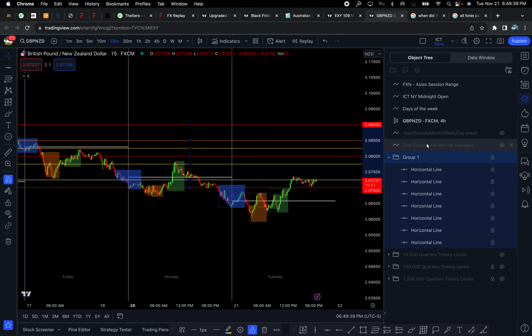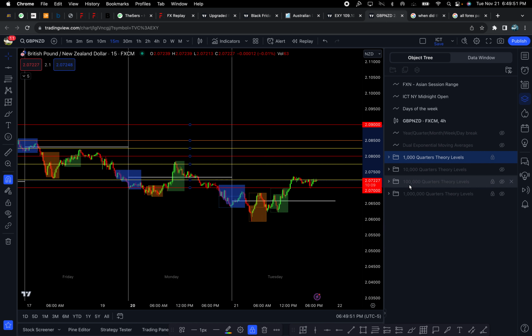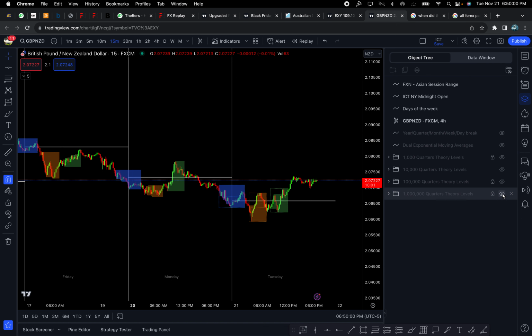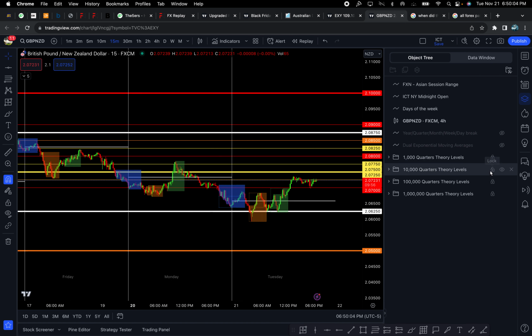Finally, last but not least, still very important, and actually you could argue that this one is the most important, because the 1,000 quarters theory levels on this particular pair is where you're going to be taking your entries, right? So we could hide those. So you start with these, add those, then those, and then those.